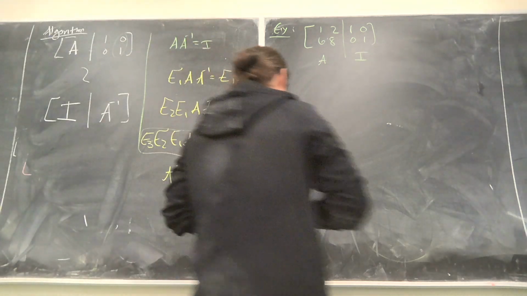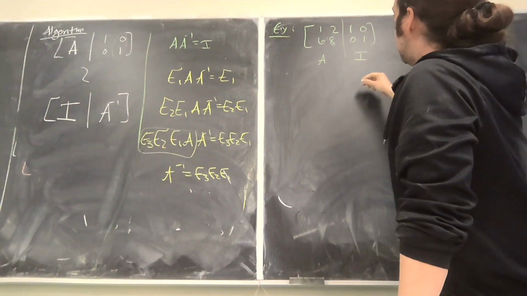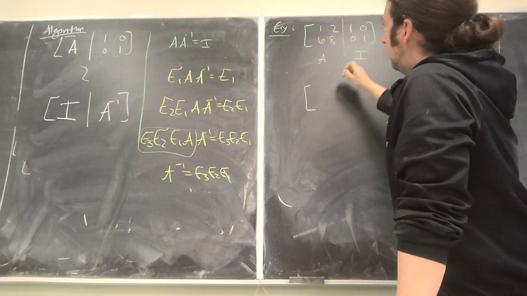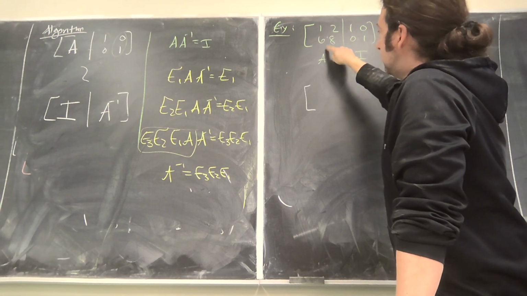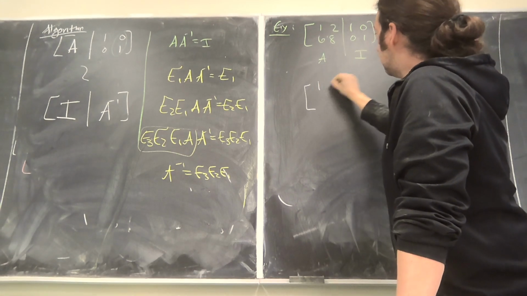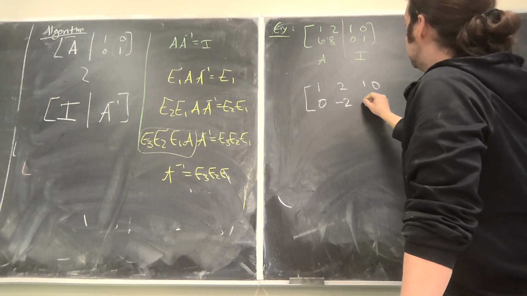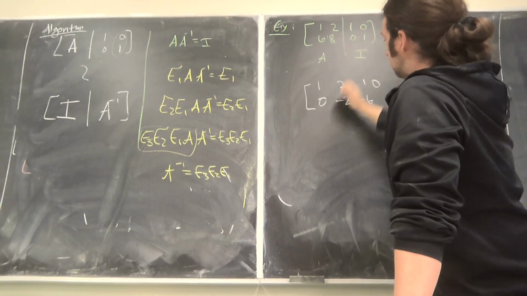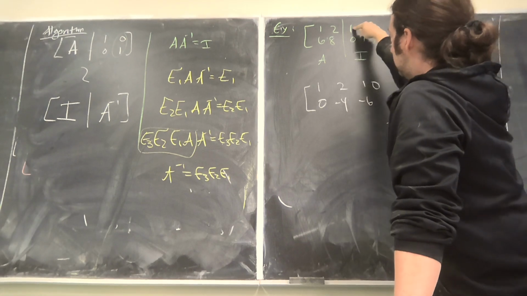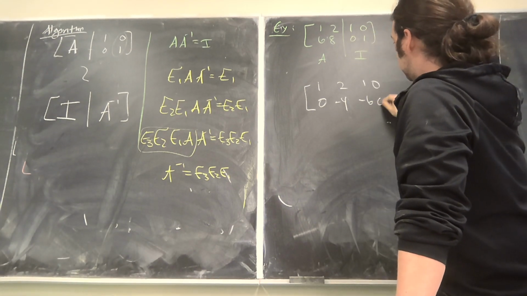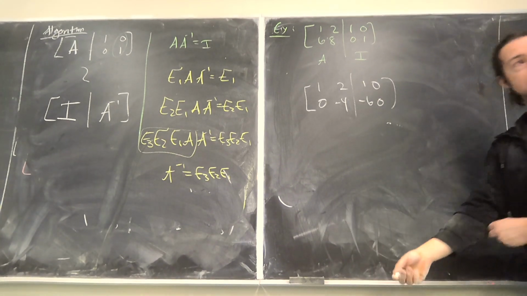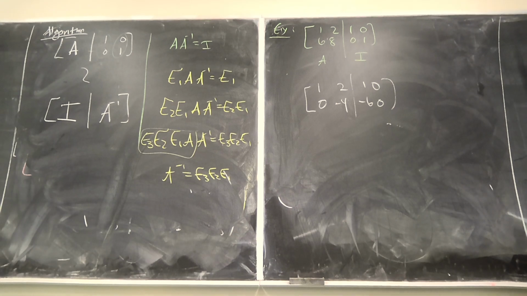All right, so let's see. If you want to know the steps here, if I take row 2 is equal to row 2 plus negative 6 times row 1, you'll get 0, minus 4. Minus 6 times 1 is minus 6. Minus 6 times 0 is 0. Step 1. I think I did that right. Negative 6 row 1 plus row 2.